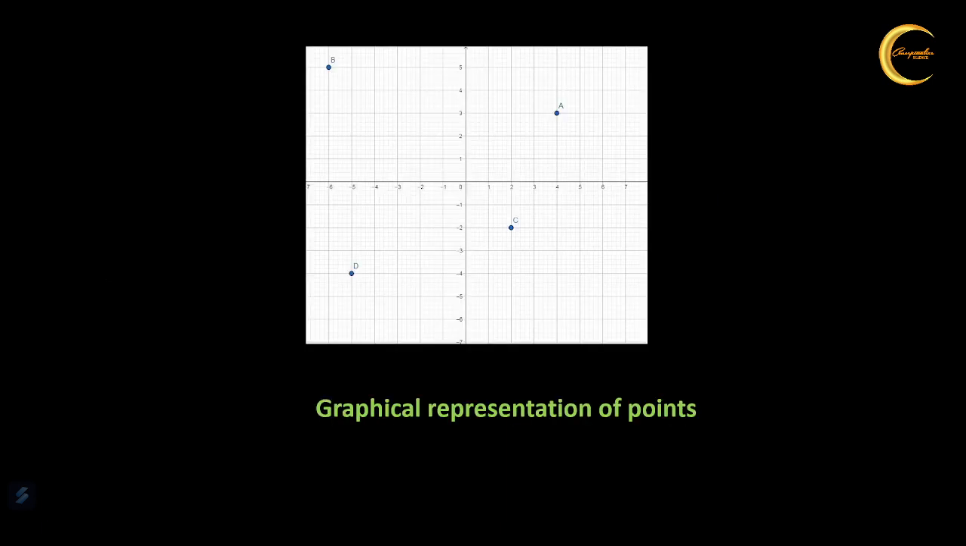Now the graphical representation of points. Here I have given a point A, with the x-axis and the y-axis, and this point's coordinates are 4 and 3. Again, this point is B, and its coordinates are -6 and 5. By this way we can find the coordinates or position of points.